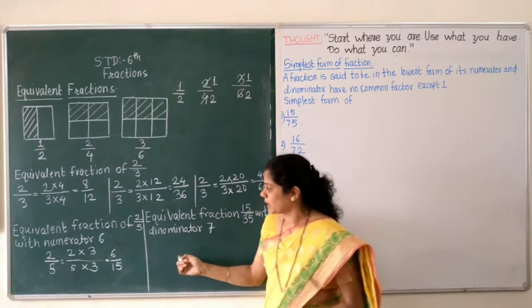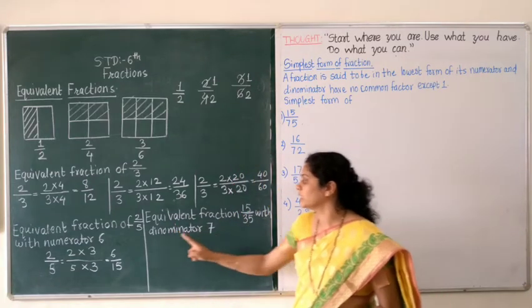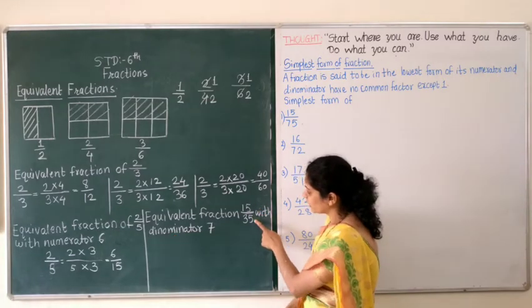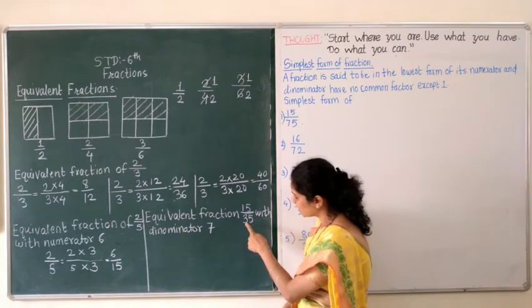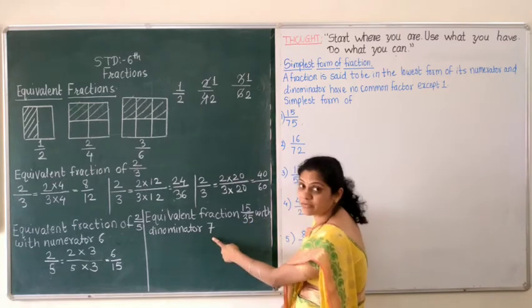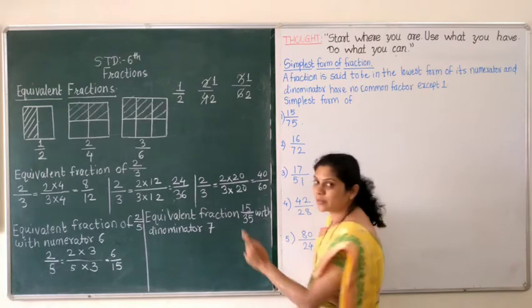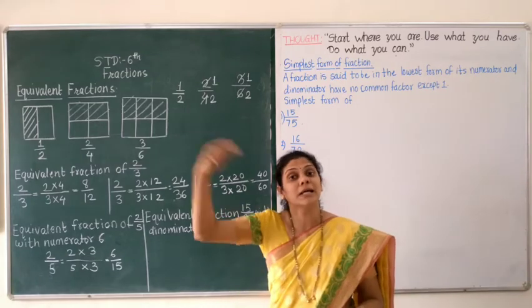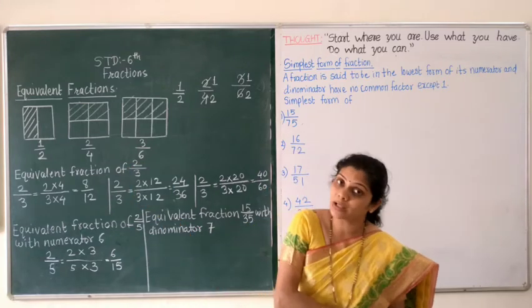Okay. So the next one is the equivalent fraction of 15 upon 35 with denominator 7. So what is the denominator in 15 upon 35? 35. And now we have to convert that 35 into 7. That means we have to go from the bigger number to the smaller number. So we know that by multiplication we get bigger numbers and by division we get smaller numbers.